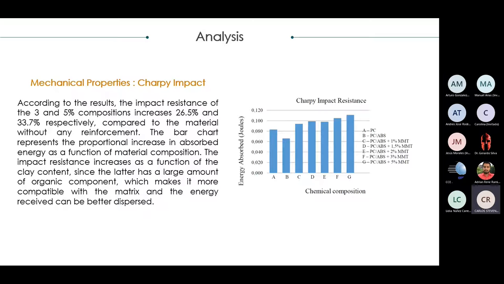The bar chart represents the proportional increase in absorbed energy as a function of material composition. The impact resistance increases as a function of the clay content, since the latter has a large amount of organic component, which makes it more compatible with the matrix, and the energy received can be better dispersed. That's an important lesson here, isn't it?